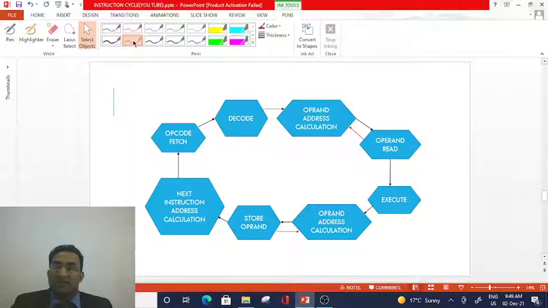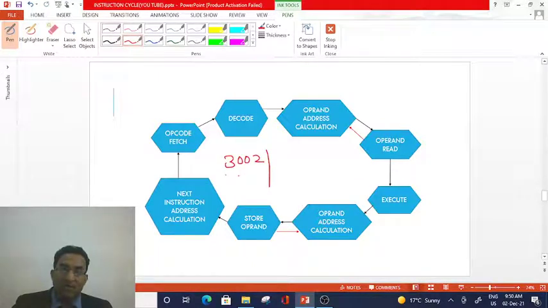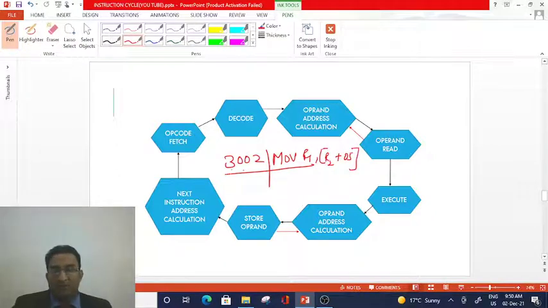The instruction is stored at some memory location. Let us take this is stored at 3002 location. So 3000 location has move R1 comma R2 plus 05. So PC will be having this address 3002. From there we will reach this particular location and the opcode will be fetched. Opcode fetch means the instruction is fetched into the processor.